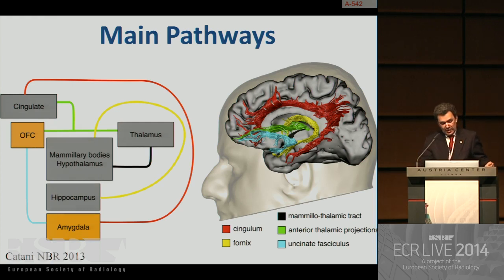And this is some of the most important tracts that relate that. You see here the orbitofrontal cortex and the amygdala. Amygdala would be here, orbitofrontal cortex there. So you have this blue tract, the uncinate fascicle, which connects them. And you have then the other areas. So this is obviously more olfactory-centric, and this is more the hippocampus-centric. And you have here the subdivisions.